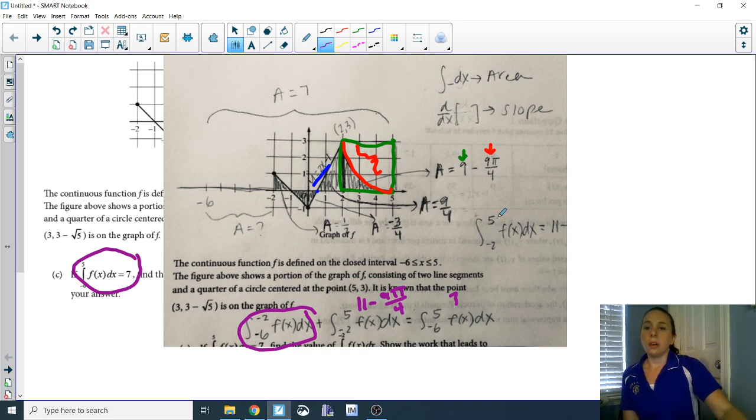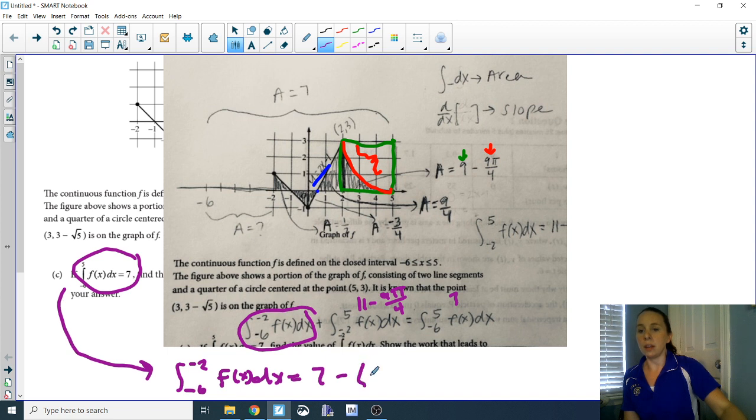And so the answer to part C, the integral from -6 to -2, is going to be equal to 7 minus that sum. Now make sure to put that sum in parentheses like that. Okay, and you could leave your answer like that actually. For the purposes of AP scoring, that would be considered a completely correct answer.